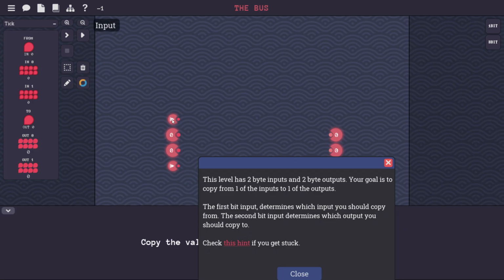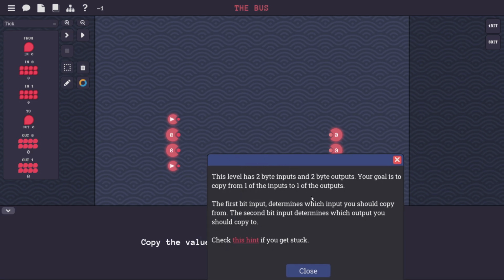Okay, so maybe if this is on, it says maybe this. If off, maybe it says this. And the other, the second bit, which is this input, determines which output you should copy to. So this is going to determine where the thing goes to, right?